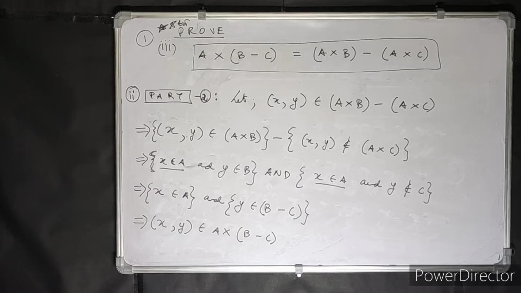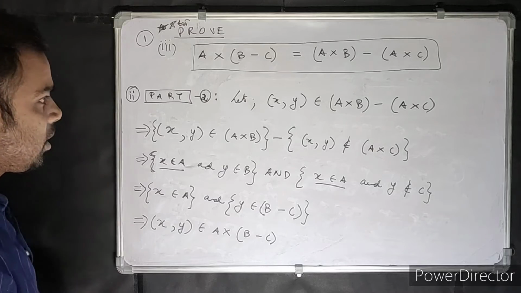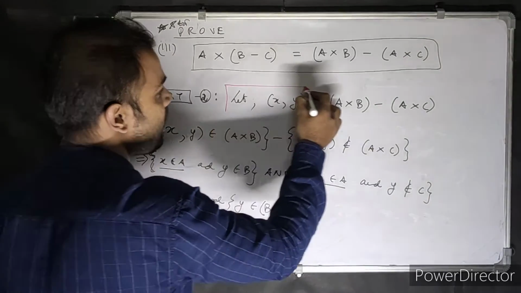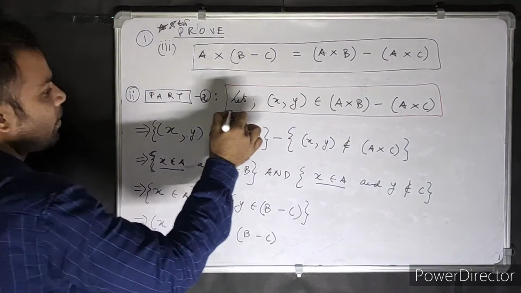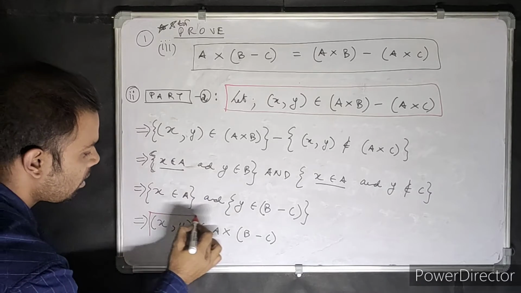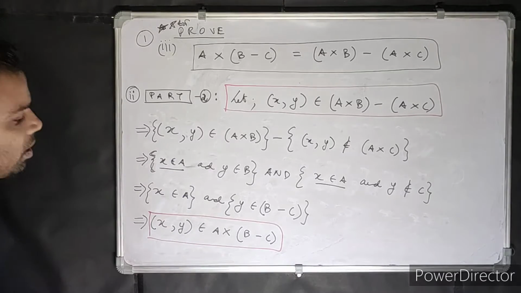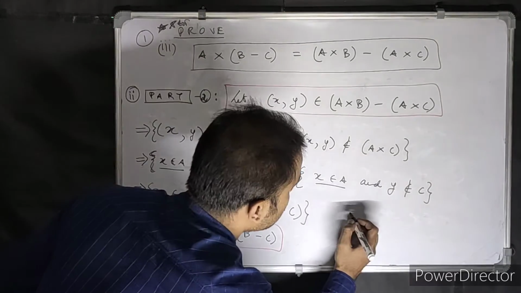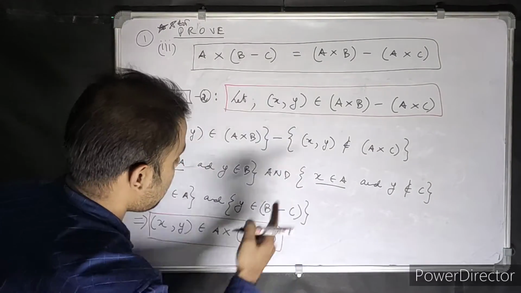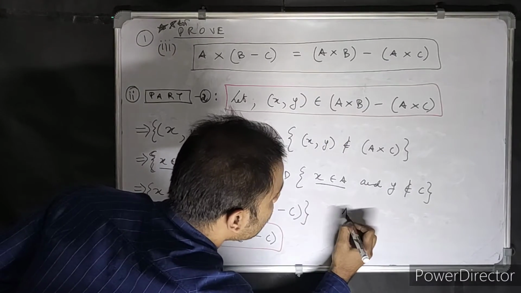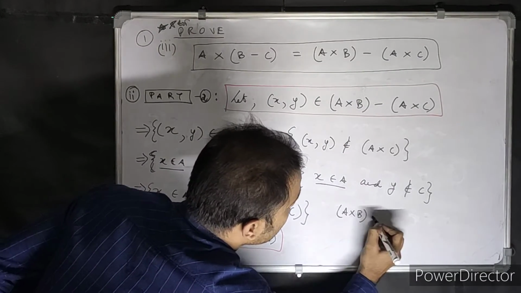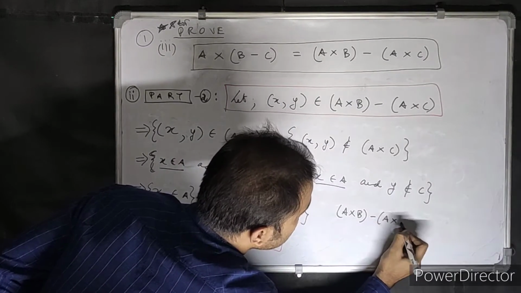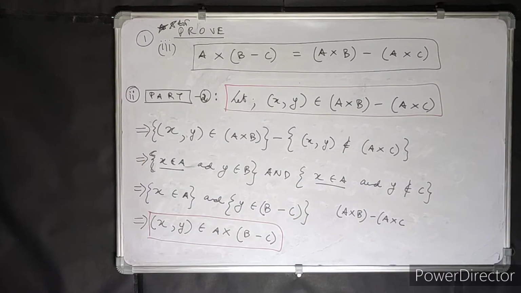So there you go. You had started from here. See, you started from here with the x y. You assumed, and then you ended here. Simple. These two things are the same. So now your next step, what to do? Next step is you just have to write that you have started from here. So you have to write A cross B minus A cross C.